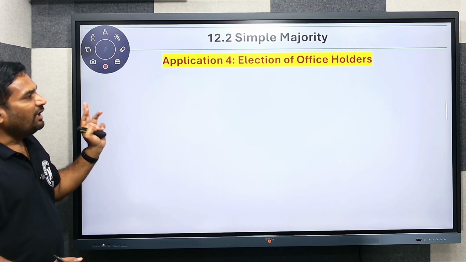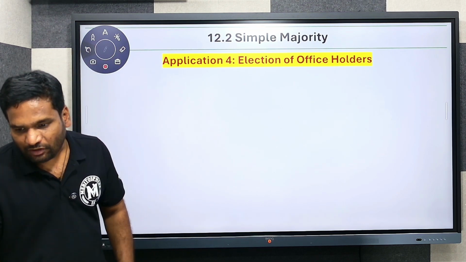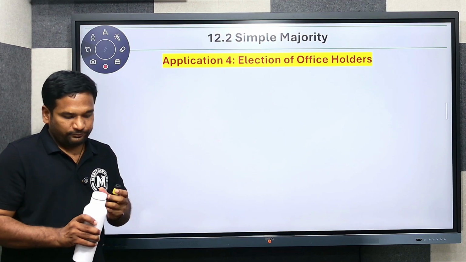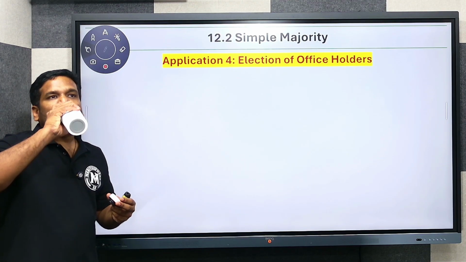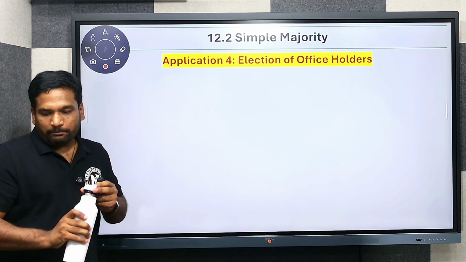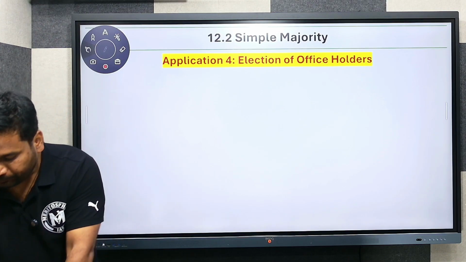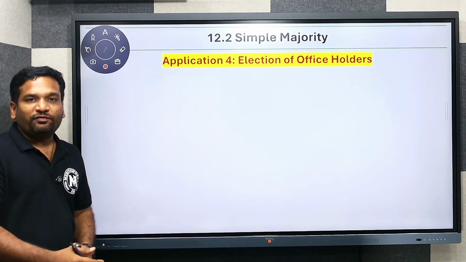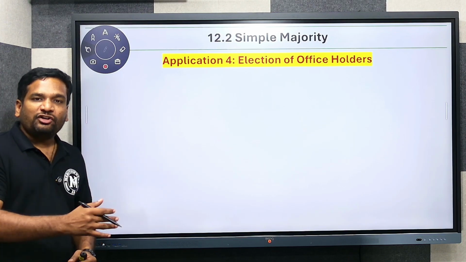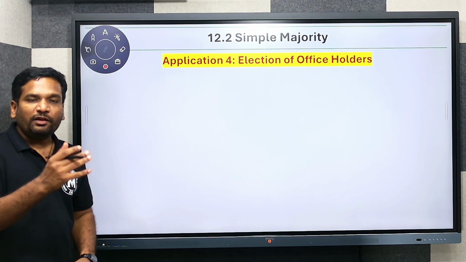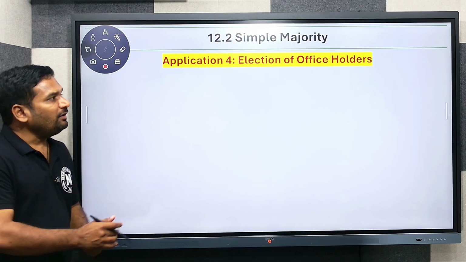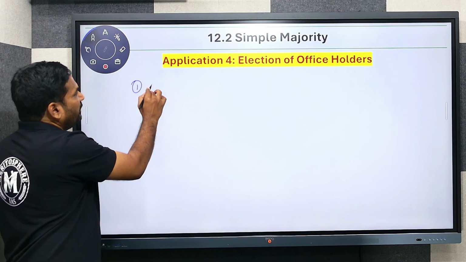So this is the third application. The fourth application is election of office holders. Right. So there are certain constitutional functionaries. The election of those constitutional functionaries will use the simple majority. Right. So they are in the Parliament.